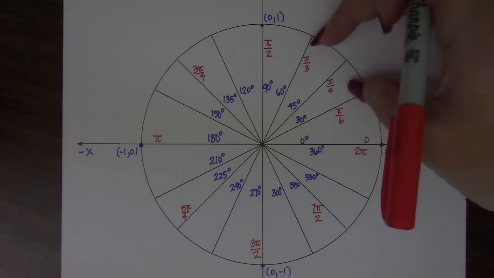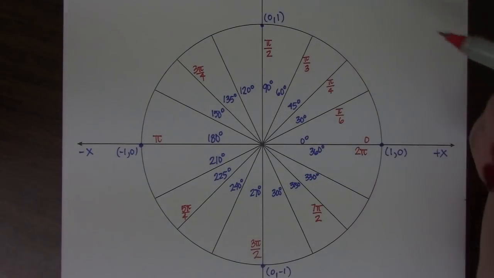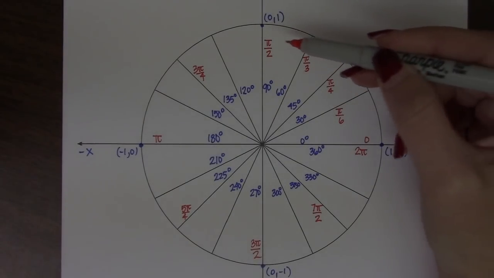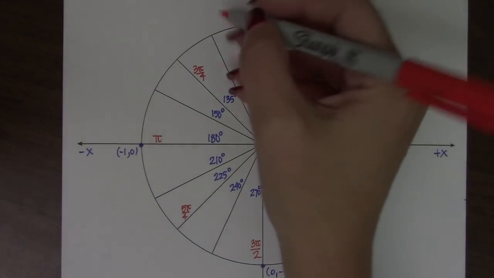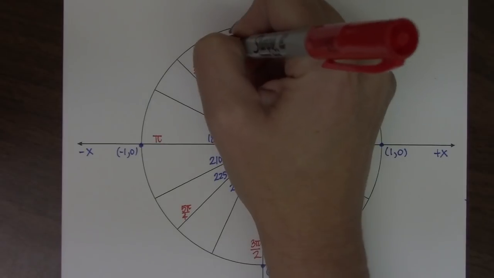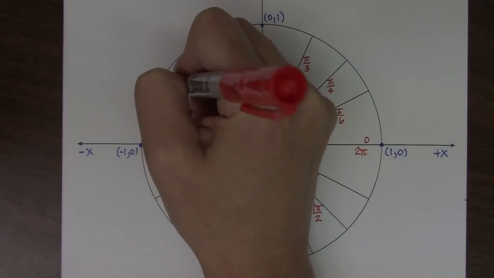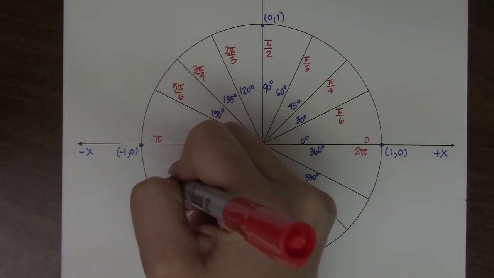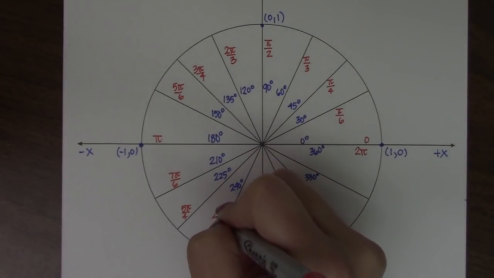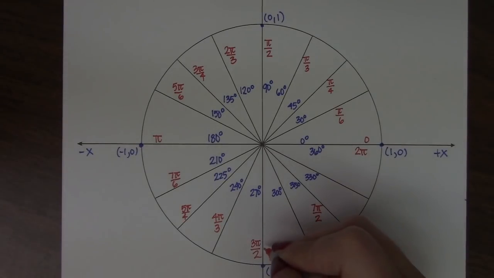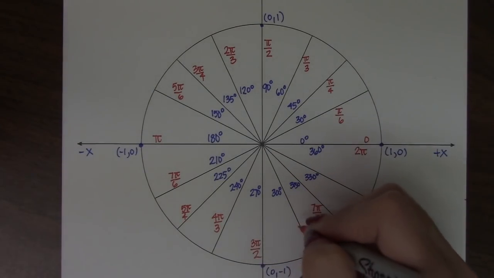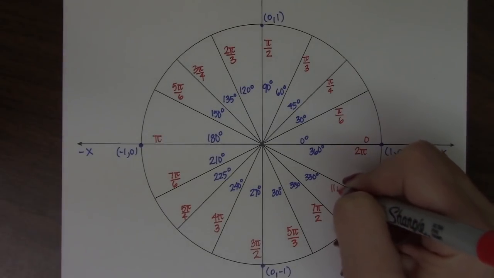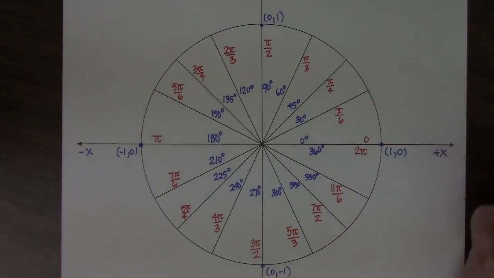Then we said, well, the rest of these are all chunks of 30. So if 30 degrees is pi over 6, I get 1 pi over 6, 2 pi over 6 is pi over 3, 3 pi over 6 is pi over 2, 4 pi over 6 simplifies to 2 pi over 3, 5 pi over 6, 6 pi over 6 is pi, 7 pi over 6, 8 pi over 6 is 4 pi over 3, 9 pi over 6 simplifies to 3 pi over 2, 10 pi over 6 simplifies to 5 pi over 3, 11 pi over 6, and then 12 pi over 6 is 2 pi.